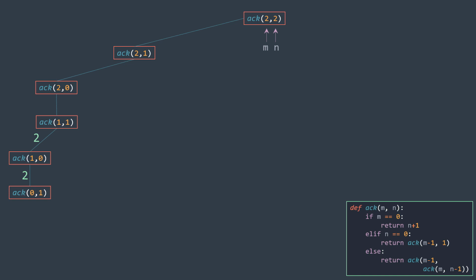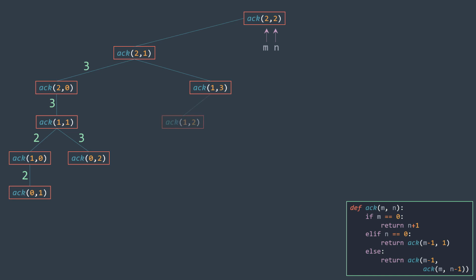Now we have the value of the inner call, so we can perform the outer call. It's ACK of 0 2. M is 0, base case, we return m plus 1, which is 3. Here we return the value of the outer call, so we return 3. Here again, we return 3. Now we have the value of the inner call. We can perform the outer call, which is ACK of 1 3.